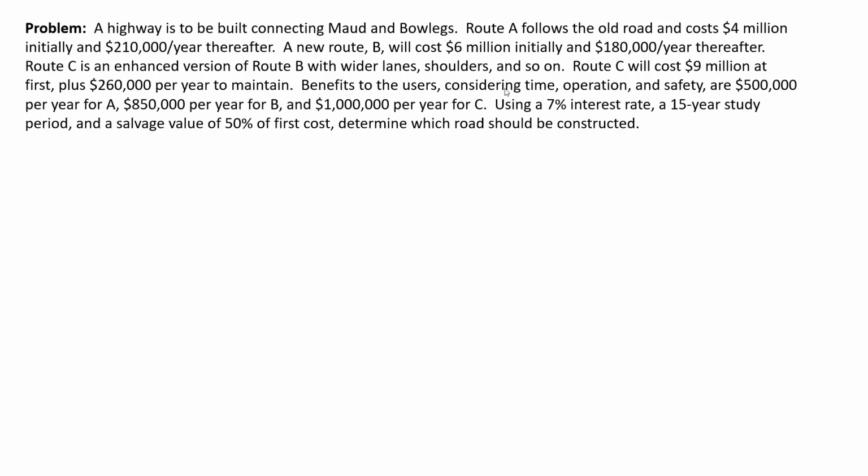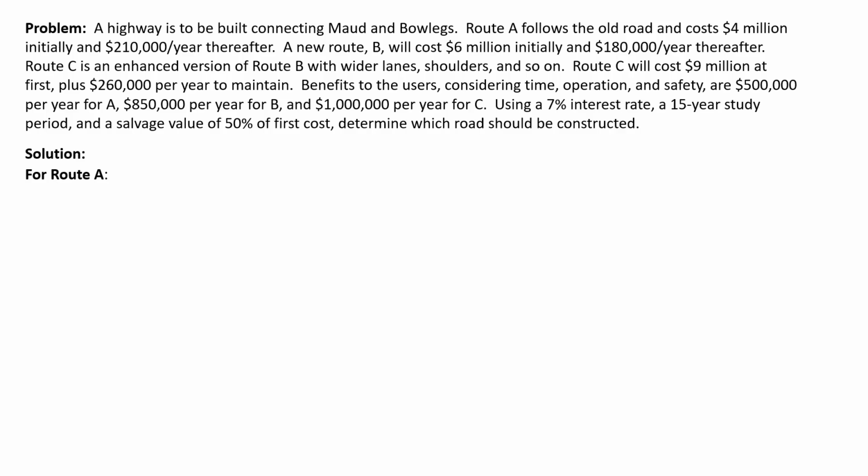Benefits to the users considering time, operation, and safety are $500,000 per year for A, $850,000 per year for B, and $1 million per year for C. Using a 7% interest rate, a 15-year study period, and a salvage value of 50% of first cost, determine which road should be constructed. Okay, big long problem. So if you want to pause the video, read it over to get a sense of what this is saying and what it is asking, please do that. And I'm going to move on to talking about the solution to this problem.